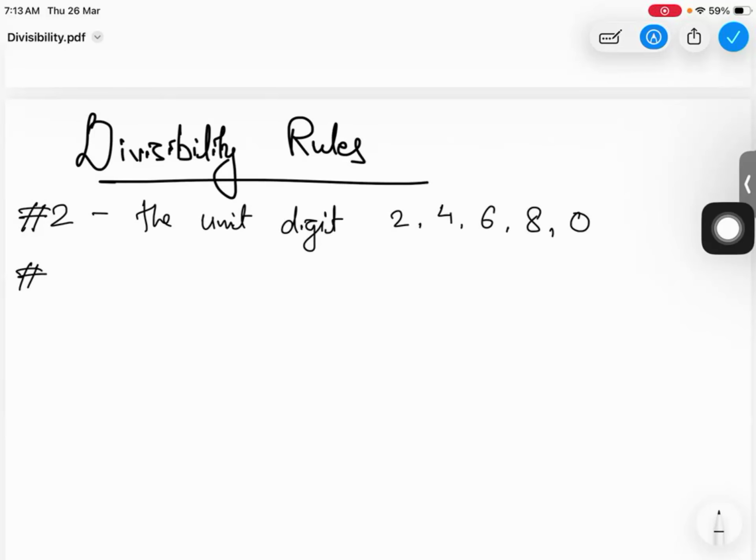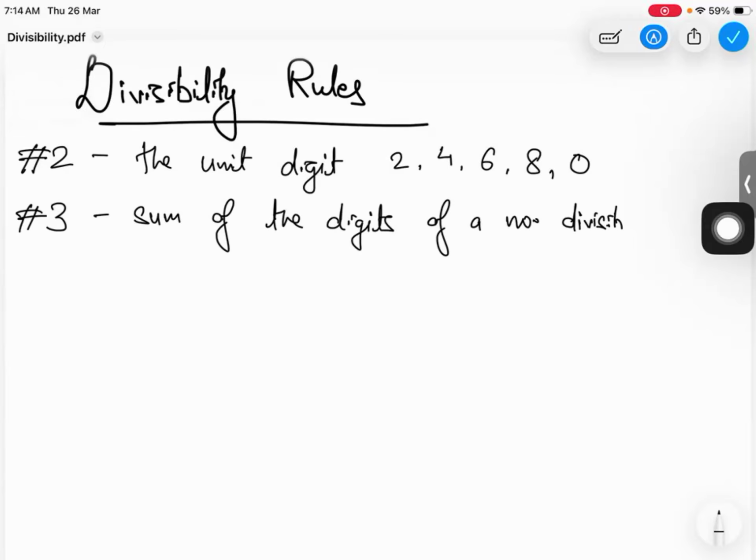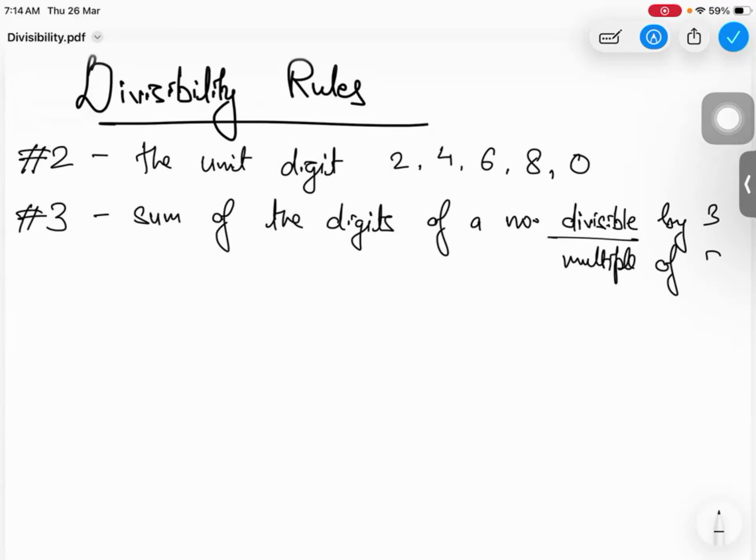Then what about 3? Everybody knows 3 as well. The sum of the digits of a number should be divisible by 3 or a multiple of 3. Both expressions are correct. This is also very simple. I think you all already know this.